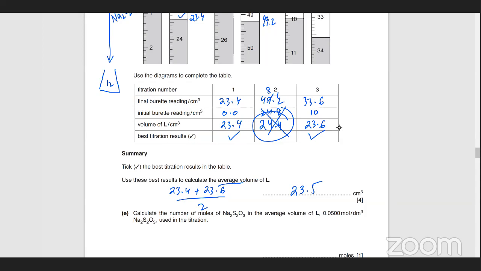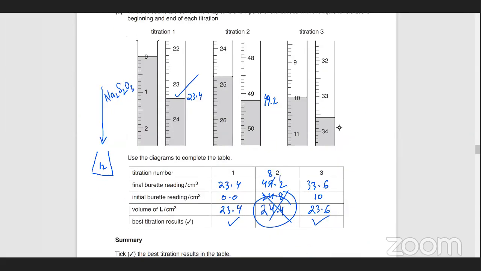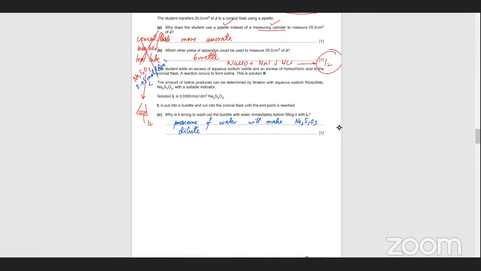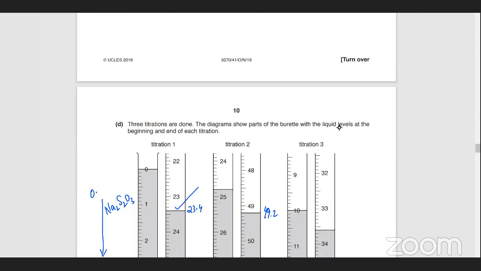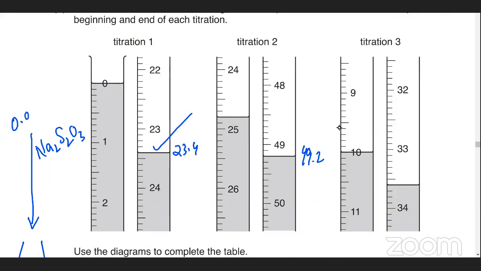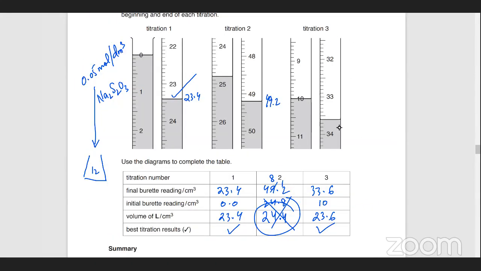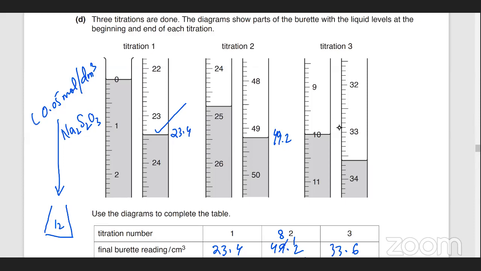Now you're being asked for the average volume of the titration. I knew the concentration, which was given in the previous step. Where was it given? Somewhere over here. It was already provided. It's 0.05 mole per decimeter cube. So I'm going back. The sodium thiosulfate that was being added from the top, I knew it's 0.05 mole per decimeter cube. That is already known. Now the volume is also known. How much volume is being used? What is our average volume? 23.5. So I know the concentration now, and I know the average volume, which is 23.5 cm cube.